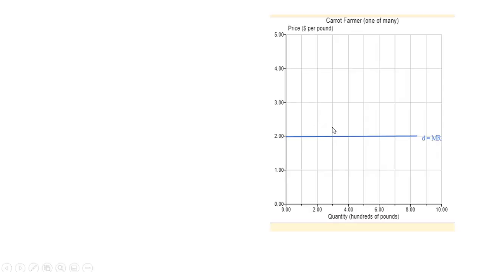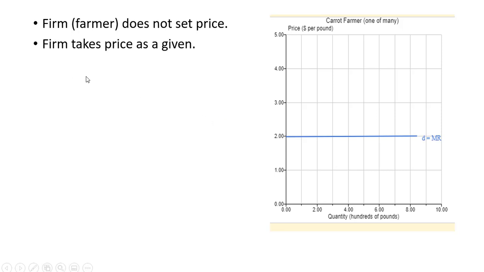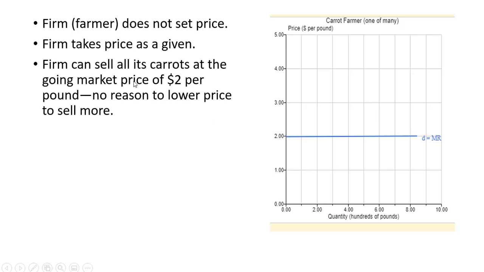So a little bit more about the carrot farmer's demand curve here. Again, the farmer here does not set price. It takes this $2 in this case as a given. The firm can sell all its carrots at the going market price of $2 per pound. No reason for this carrot farmer to lower the price to try to sell more. So regardless of how much this carrot farmer harvests, the carrot farmer will be able to sell as much as he or she produces at this $2 per pound.